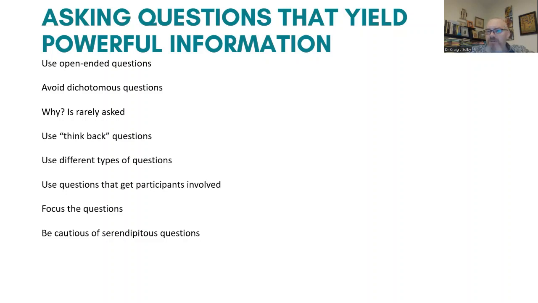We want to avoid dichotomous questions. And a dichotomous question is a question that effectively has a fixed answer, typically yes or no. Do you watch sports? No. Do you own a TV? No. Do you own a car? No. I'm not getting anything that I couldn't have got out of a survey. So when I use dichotomous questions, I'm not getting any rich data. I'm not getting any depth associated with it. So I've got to be more creative.